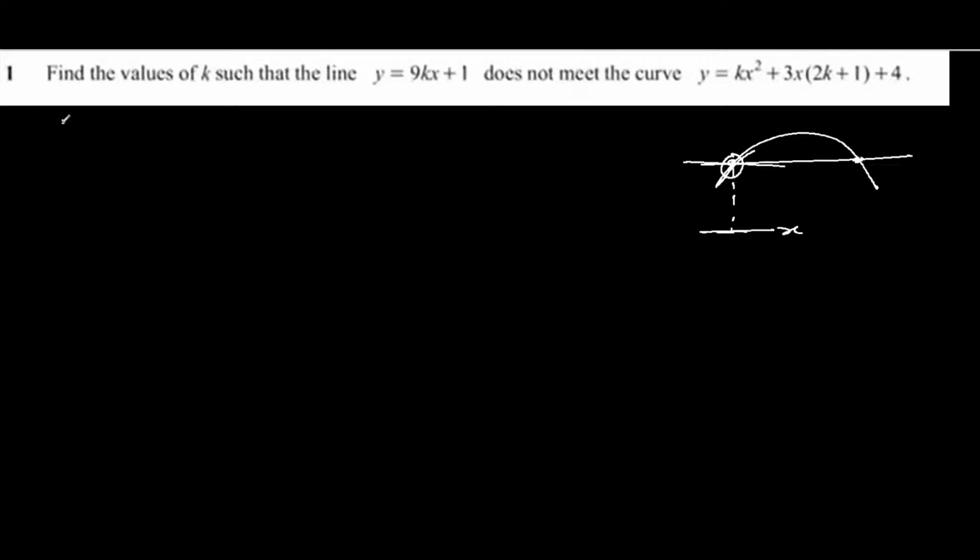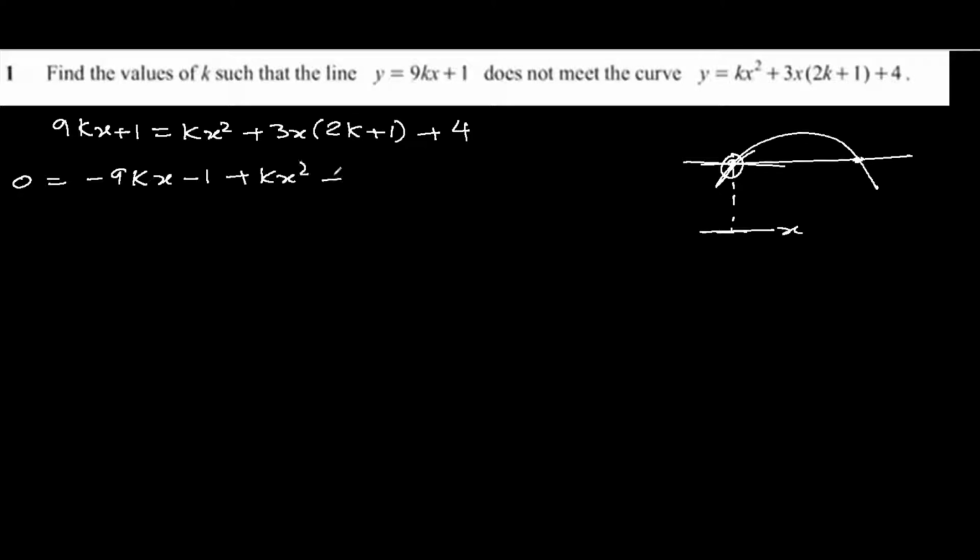Let's equate the two. 9kx plus 1 equals kx square plus 3x(2k plus 1) plus 4. Okay, let's collect everything to the right side, so nothing is left on the left side. This 9kx and plus 1 come to the right side. Minus 9kx minus 1 plus kx square plus, let's open this bracket. It becomes 6kx and 3x times 1 is 3x plus 4. Let's give it the shape of a quadratic equation.